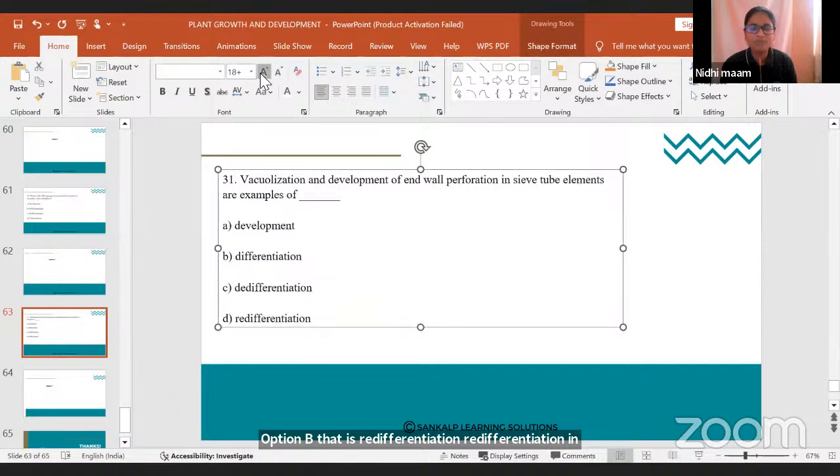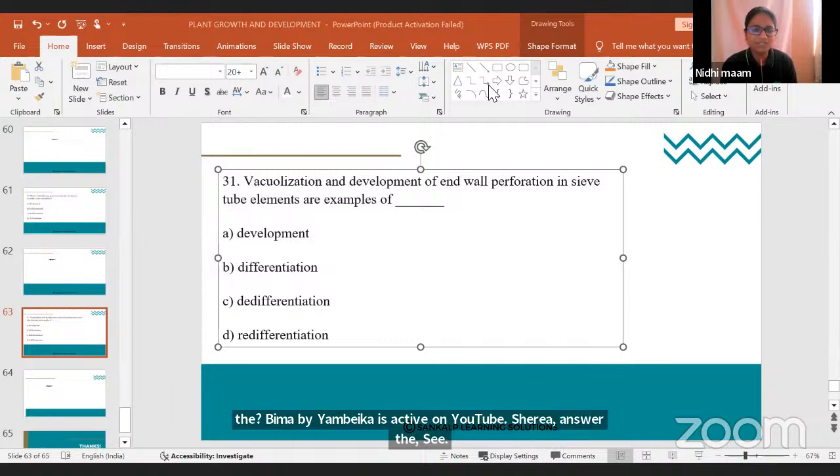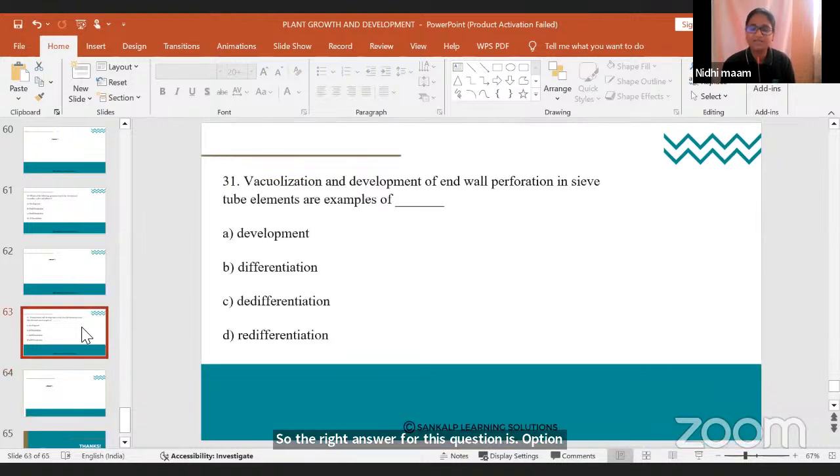Next question. Vacuolization and development of end wall perforation in sieve tube elements are examples of A, development, B, differentiation, C, de-differentiation, D, re-differentiation. So the right answer for this question is option B, that is differentiation. Differentiation is the right answer.